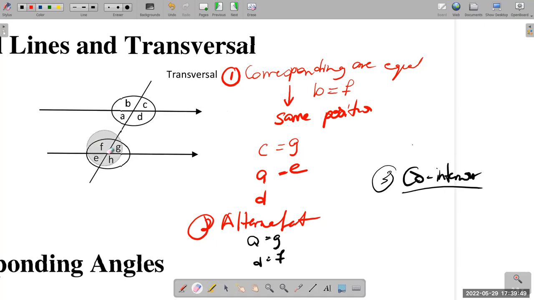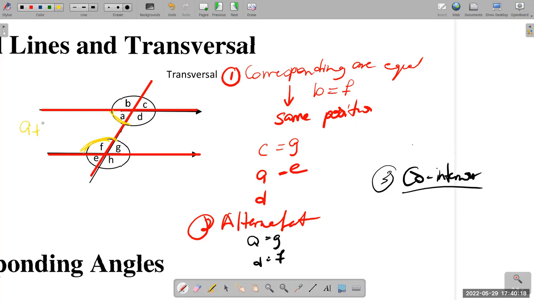Next one is when we have co-interior. So we have our transversal and we have our parallel lines. What is the difference between alternate and co-interior? Alternate is on the opposite side, but co-interior is on the same side. So who's on the same side? A and F, but they're not equal. What are they? They're supplementary.